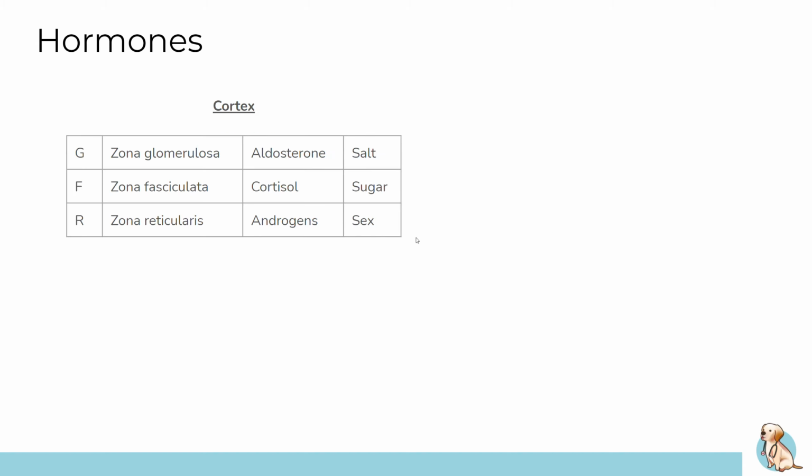The way you can remember the hormones is GFR is salt, sugar, sex. So it's getting sweeter as you go closer to the middle. Aldosterone is a salt, cortisol is a sugar, and androgens are your sex steroids. Your medulla contains chromaffin cells, which is where your catecholamines are stored. It's about 80% adrenaline and 20% noradrenaline.